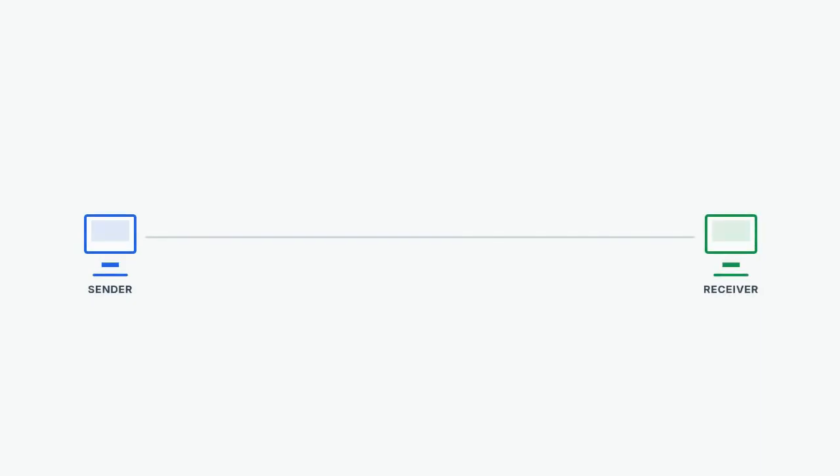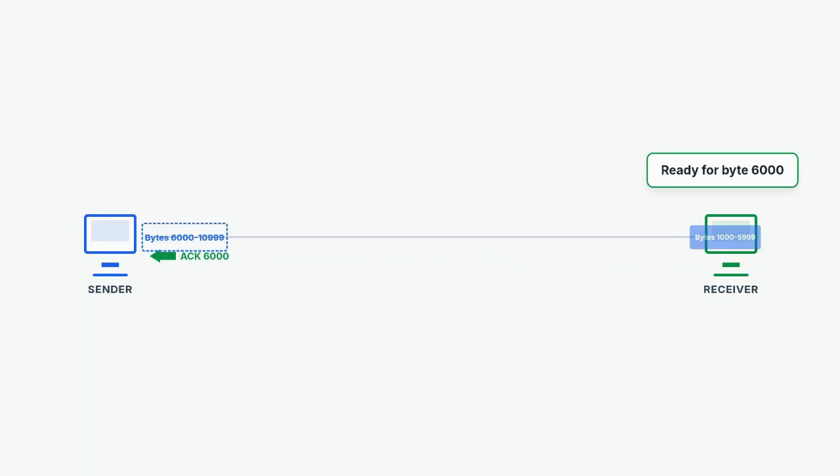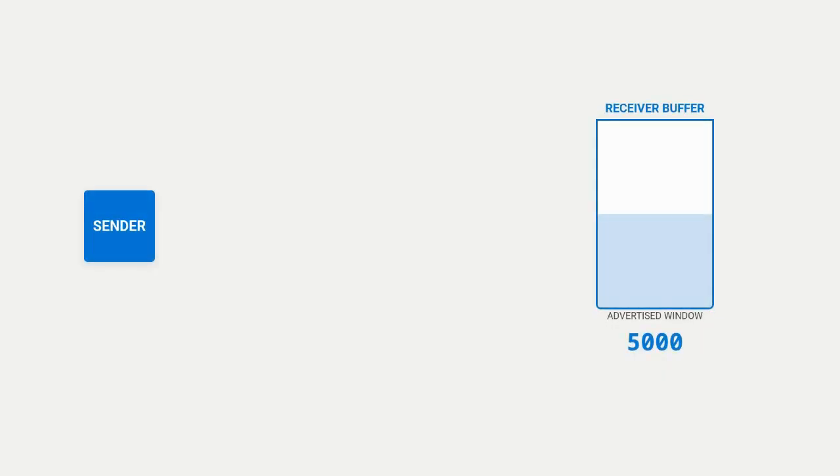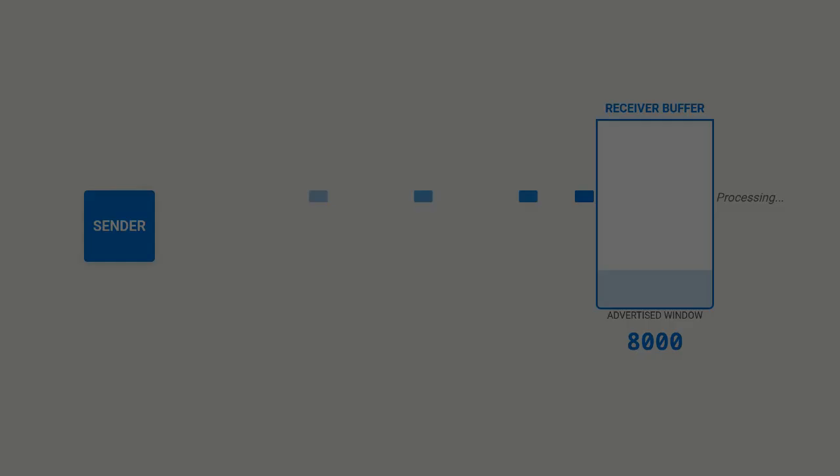For example, if the receiver sends an ACK with acknowledgment number 1000 and a window size of 5,000 bytes, it means, "I have successfully received data up to byte 999. And now I am ready to receive data starting from byte 1000 up to byte 6000." So the sender can safely send bytes 1000 to 5999 without worrying about overwhelming the receiver. If the receiver processes some data and frees up more buffer, it might later advertise a larger window, say 8000 bytes, allowing the sender to transmit even more data.